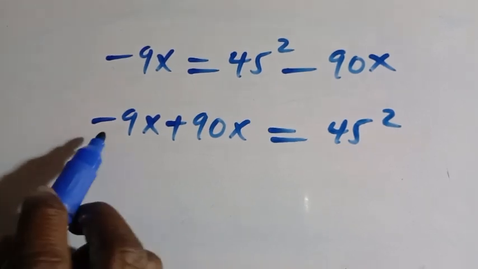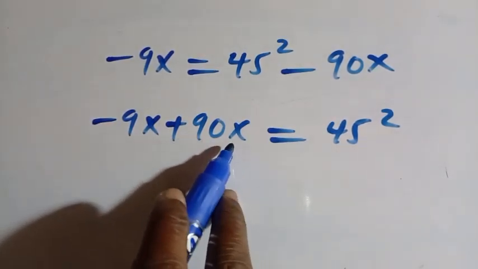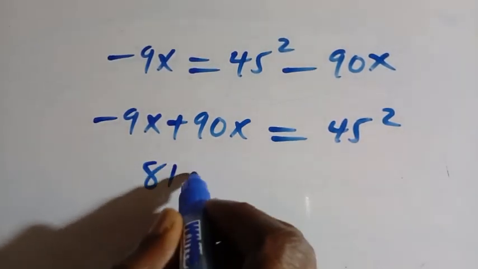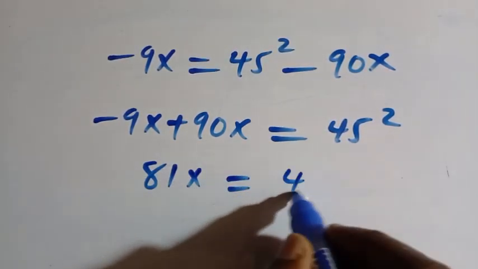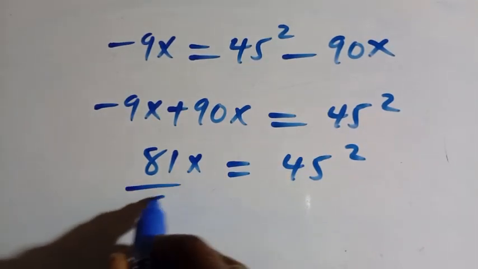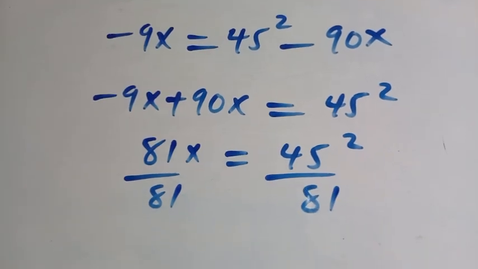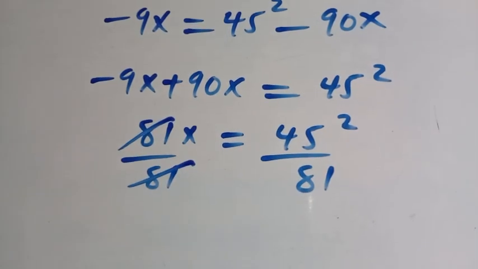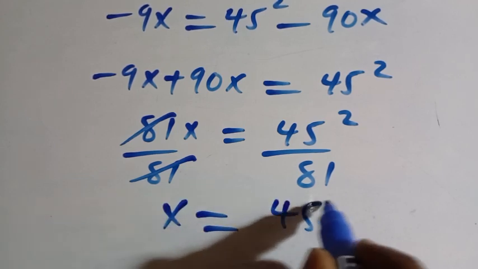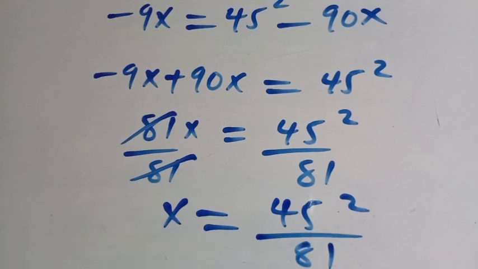And from here, minus 9x plus 90x gives us 81x equals 45 squared. And let's divide both sides by 81. By dividing both sides by 81, 81 cancels 81. Then we have x equals 45 squared divided by 81.